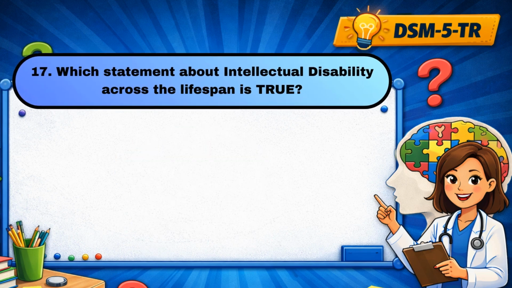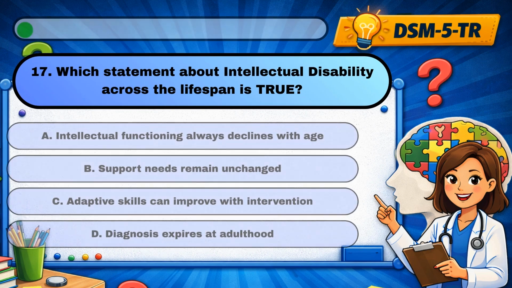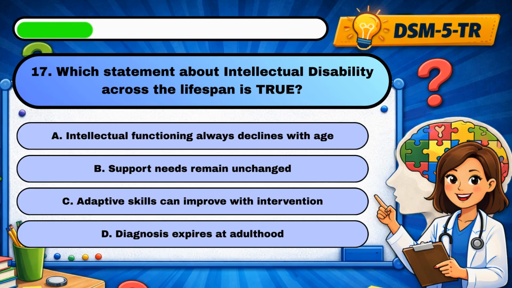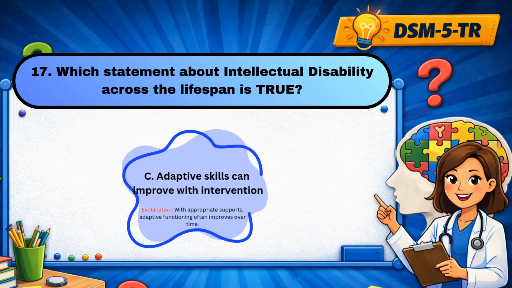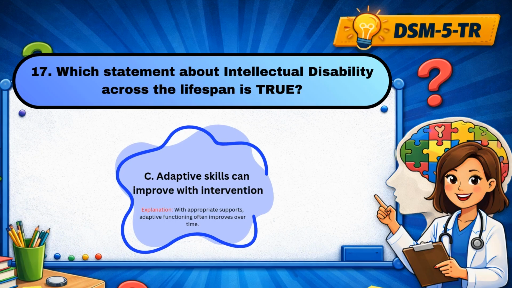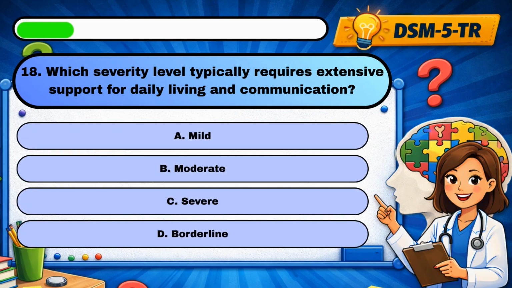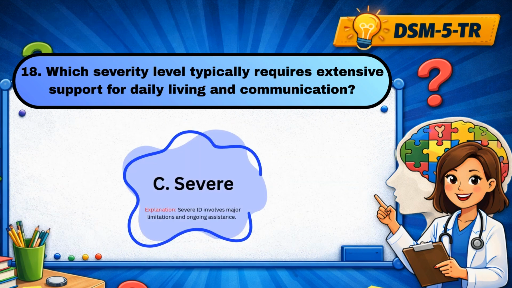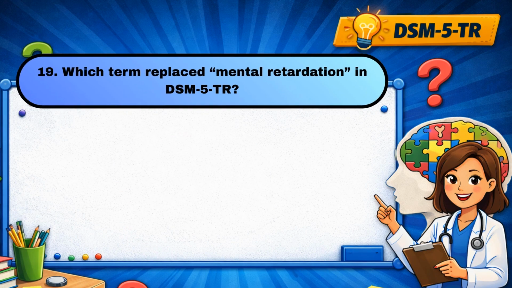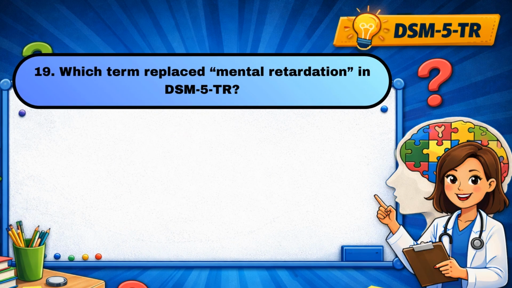Which statement about intellectual disability across the lifespan is true? C. Adaptive skills can improve with intervention. Which severity level typically requires extensive support for daily living and communication? C. Severe. Which term replaced mental retardation in DSM-5-TR?